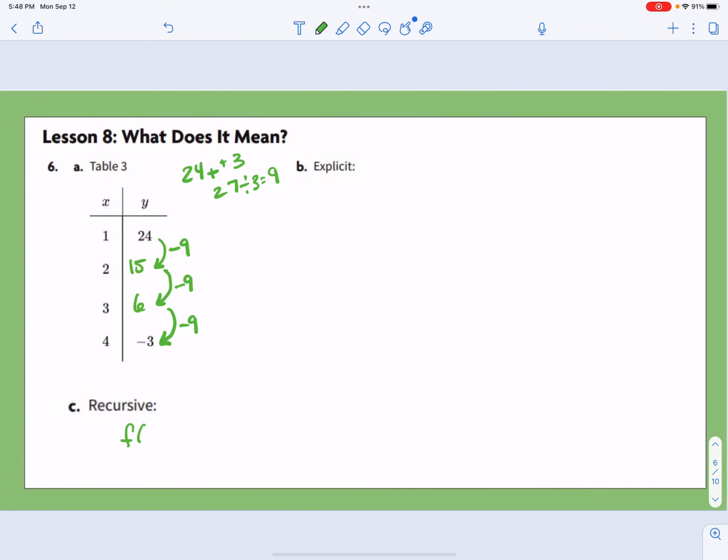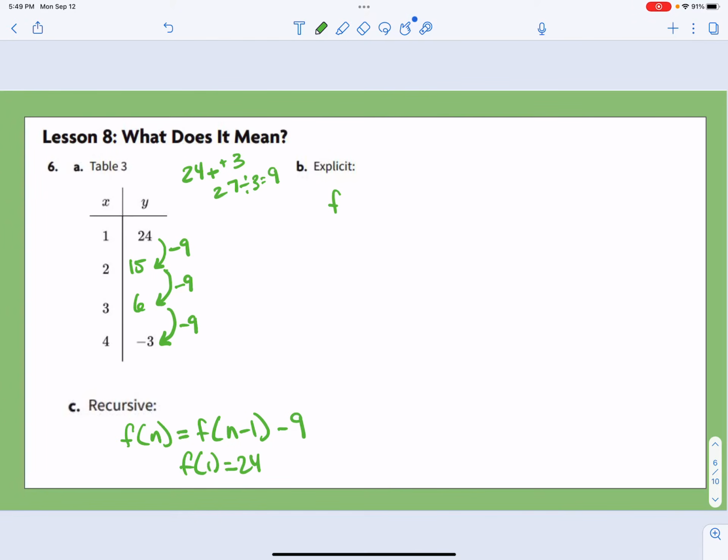So the recursive is f of n is equal to our previous term, f of n minus 1, and then our change, minus 9. Our explicit, and this takes place when f of 1 equals 24. There's our starting point there.